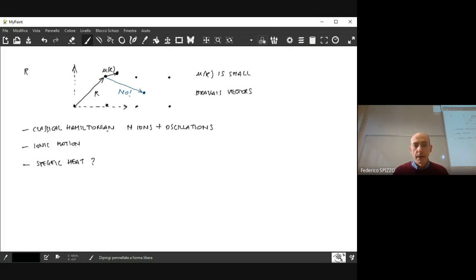So this is the first part of this discussion, because after that, there will be another part that depends on the result of the comparison between the specific heat as evaluated using this approach and the specific heat as found experimentally. So the classical Hamiltonian is the Hamiltonian where we have the kinetic contribution.